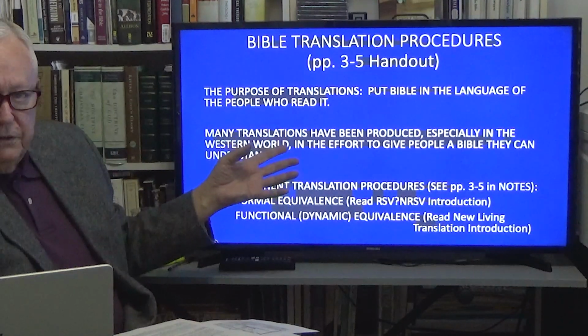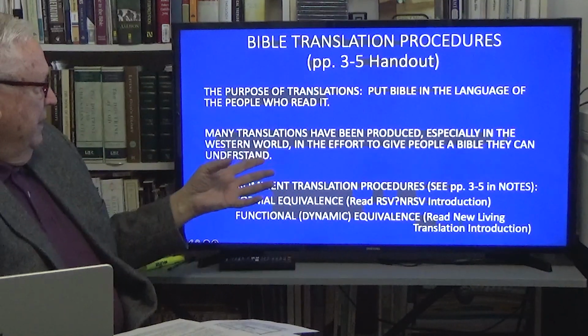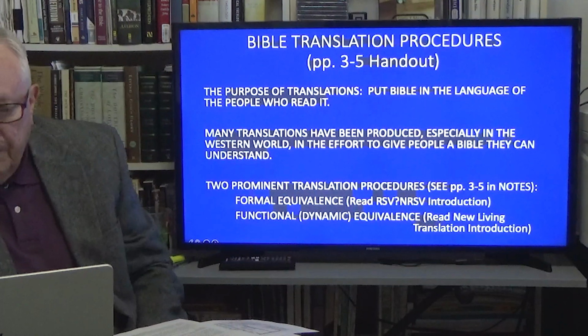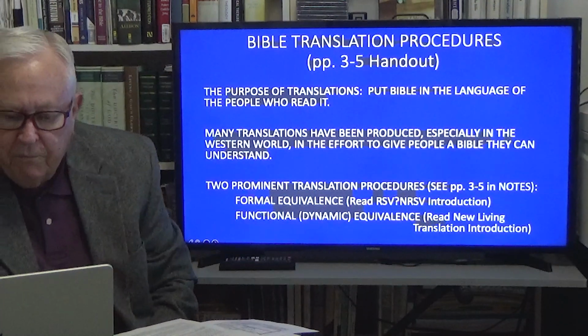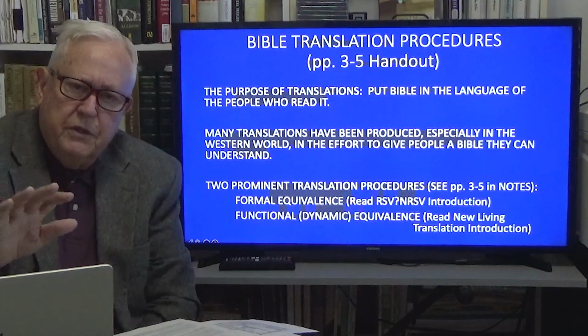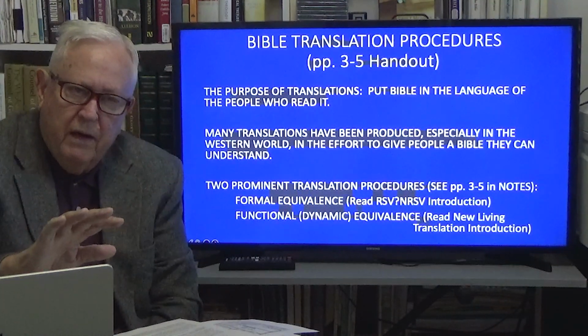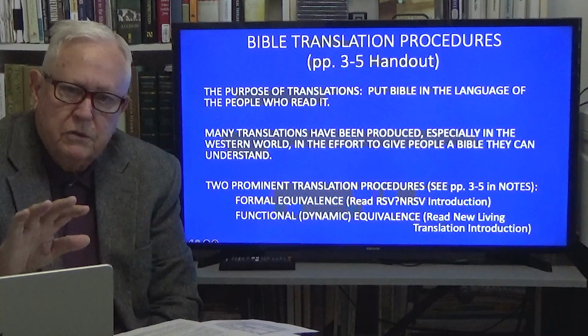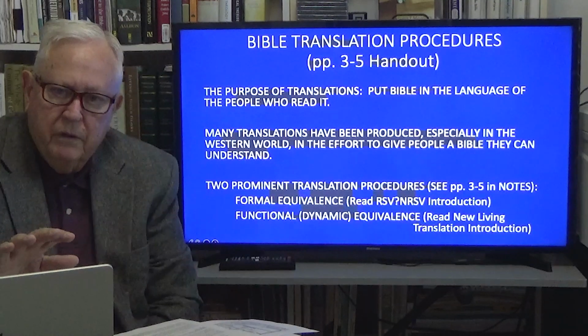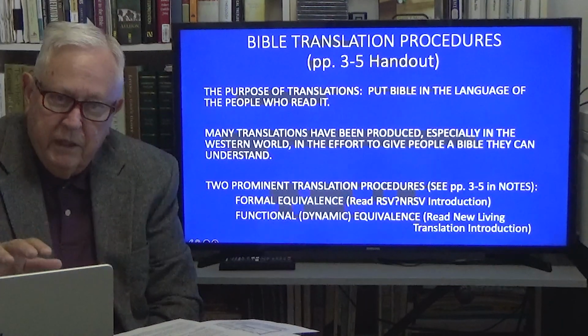They died for it. We only get criticized when we come out with a new version. Many translations have been produced, especially in the Western world, in an effort to give people a Bible they can understand. If you want an easy illustration of that, take the King James Bible on Romans 7 and take an NIV on Romans 7. Read the King James first, then read the NIV.